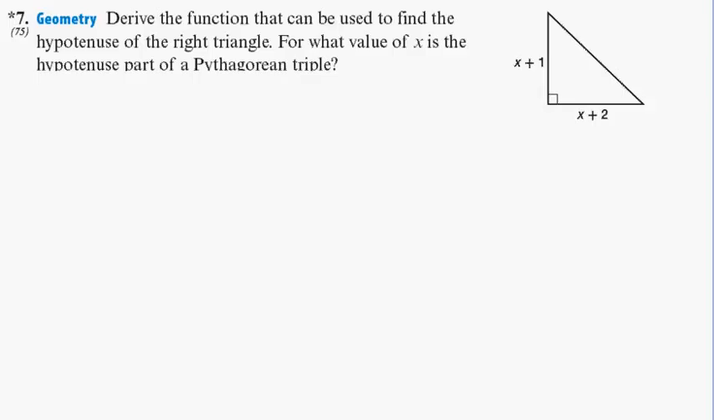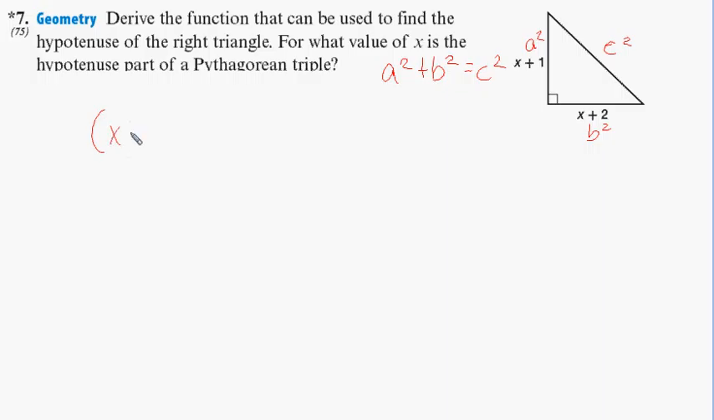I know that all of you remember that the Pythagorean theorem is a squared plus b squared equals c squared. Now, I don't know if you remember what the Pythagorean triple is, but we'll talk about that in a moment. It says derive the function that can be used to find the hypotenuse of the right triangle. Okay, so here's a squared, here's b squared, and here's c squared, right? Okay, so we'll just start working, right?